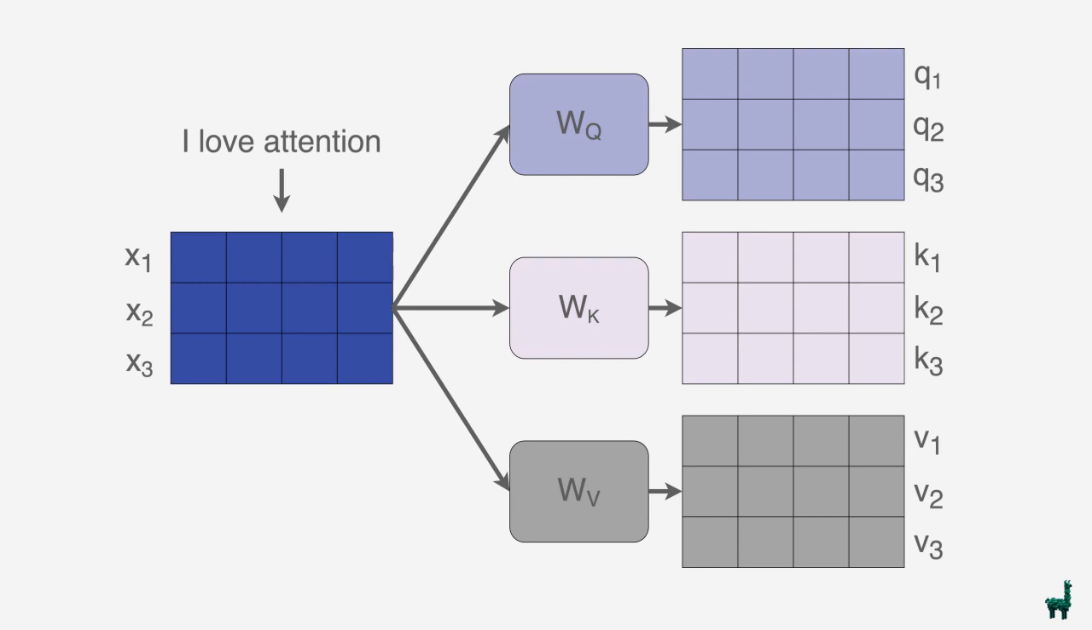It consists of three steps. Let's stick again with our I love attention example. We take I love attention and generate our input vectors, x1, x2, x3. We take those input vectors, or our hidden state, and feed that input into three different linear layers, our query network, our key network, and our value network, to generate new representations of our input sequence in terms of queries, keys, and values.